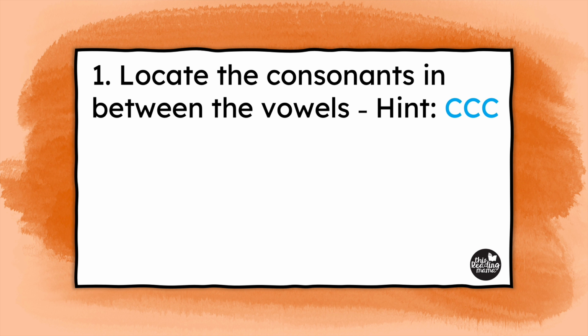Just like many of our other syllable types, we want to locate the consonants in between the vowels. So we have to find those vowels first, and then we have to look in between the vowels to see how many consonants we have. And of course, with this one, there's going to be 3 consonants.